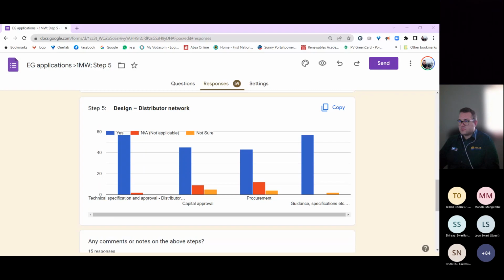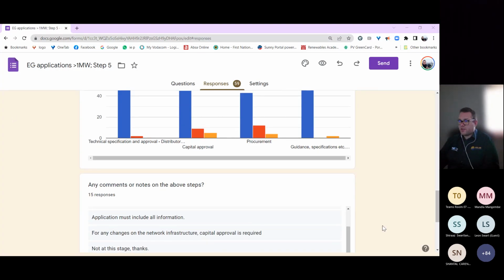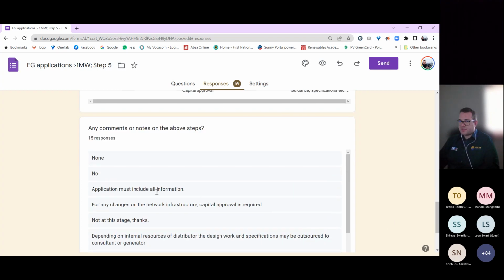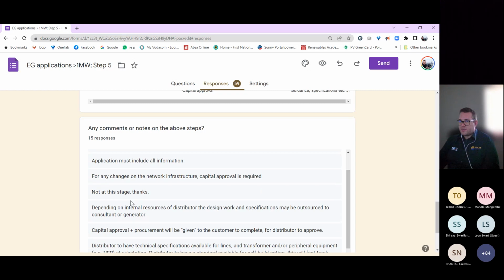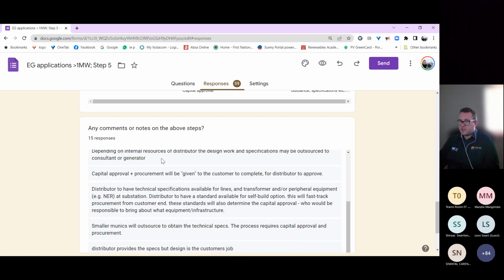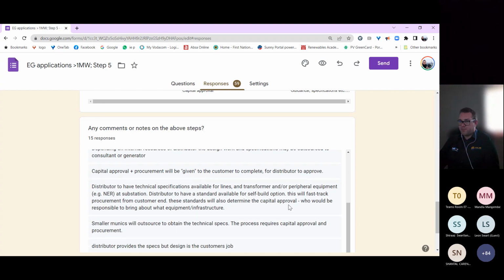Not sure. Yeah, maybe somebody would like to say what. We can quickly check in the comments. Obviously, that is now for everything above. Application must include all information. For any changes on the network infrastructure, capital approval is required. Okay, depending on the internal resources of the distributor, the design work and specifications might be outsourced to a consultant or generator. So then again, it's not applicable to them.